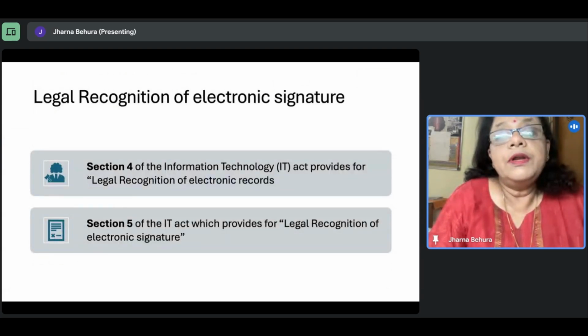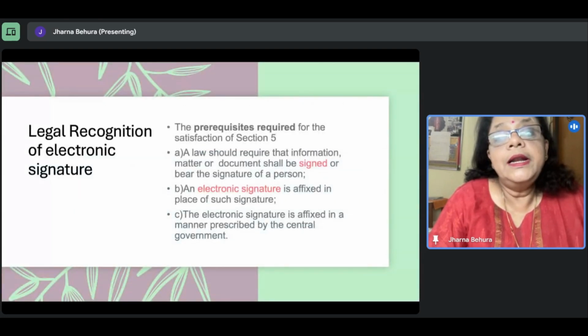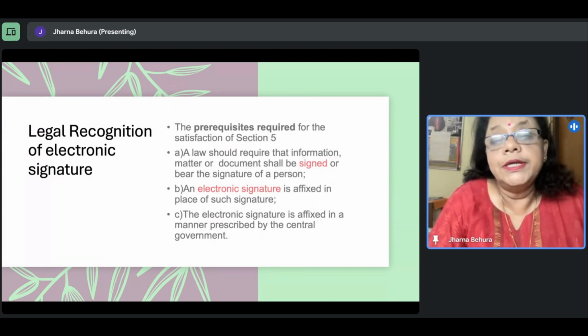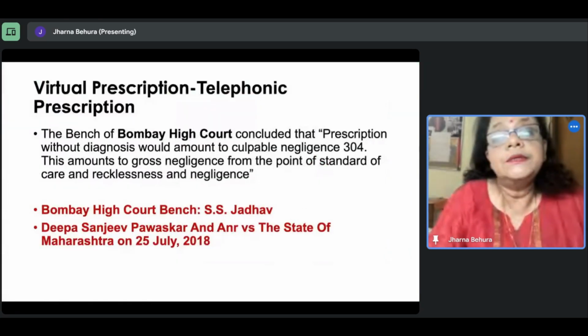Legal recognition of electronic signature. Section 4 of the Information Technology Act provides for legal recognition of electronic records and Section 5 for legal recognition of electronic signature. Legal recognition of electronic signature, the prerequisites are that the document shall be signed or bear the signature of a person, and electronic signatures affixed in place of such a signature, and the electronic signature is affixed in a manner prescribed by the central government.